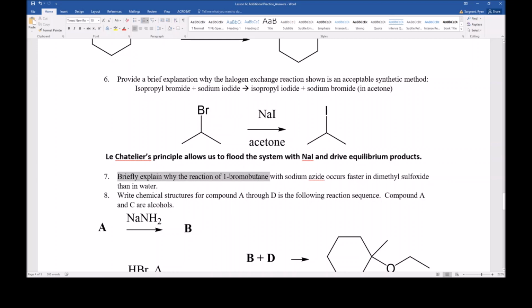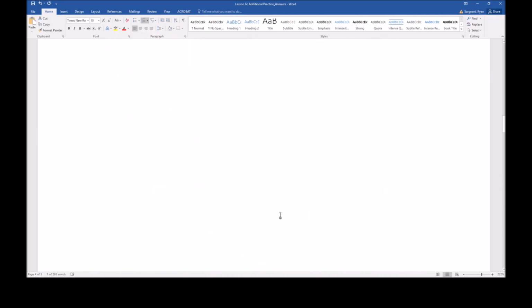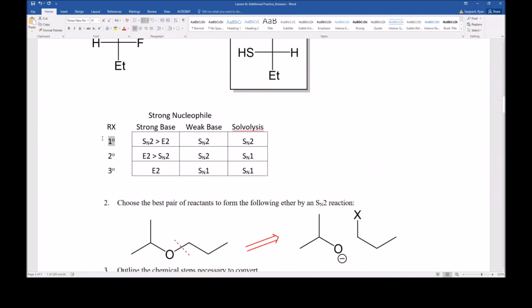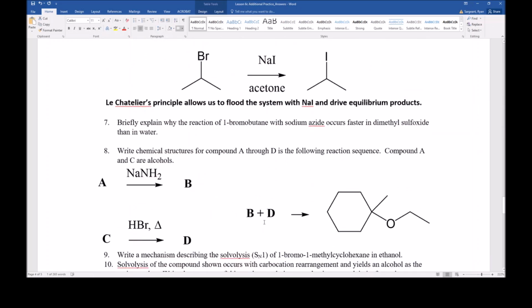Briefly explain why the reaction of 1-bromobutane with sodium azide occurs faster in dimethyl sulfoxide than in water. Well, let's go back to our table. 1-bromobutane is a primary alkyl halide. Azide is a weak base, strong nucleophile. So that means that this reaction goes via an SN2 mechanism.